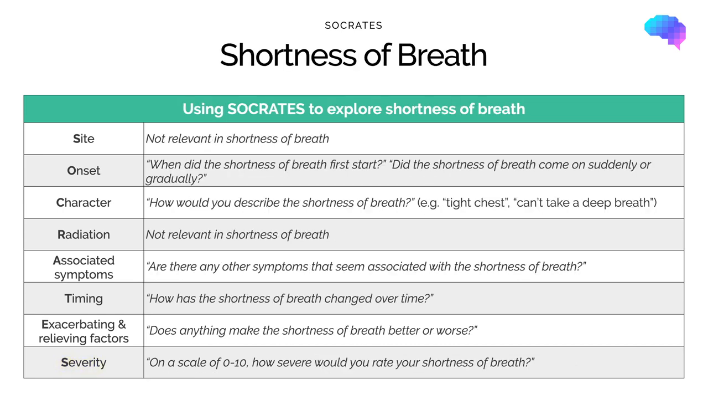Moving on to our next example, let's look at using SOCRATES to explore shortness of breath. I've put some example questions in this table. So asking about site isn't relevant in this situation, as there is no anatomical location involved. However, we would want to ask about onset. We would want to explore when the shortness of breath started, and whether it came on gradually or suddenly.